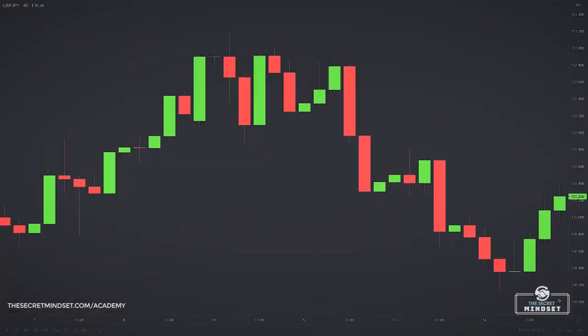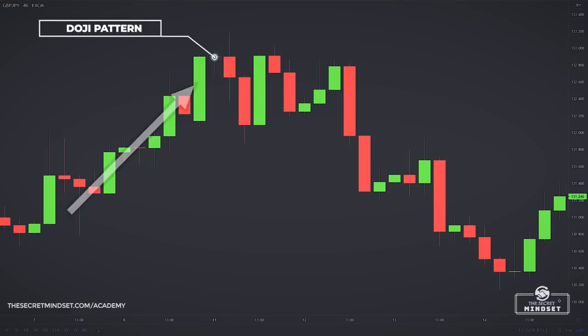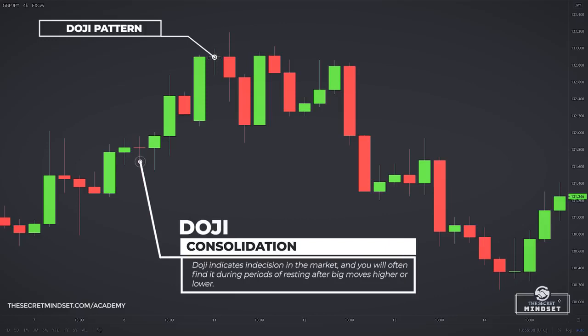This example shows how the market changed direction after the formation of the doji candlestick. The market was trending up, meaning that buyers had more strength. The formation of the doji candlestick indicates that buyers are unable to keep price higher, and sellers push prices back to the opening price. This is an indication that a trend reversal might be on the cards. However, always remember that a doji indicates indecision in the market, and you will often find it during periods of resting after big moves higher or lower.